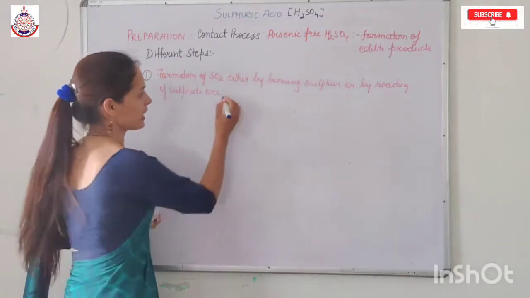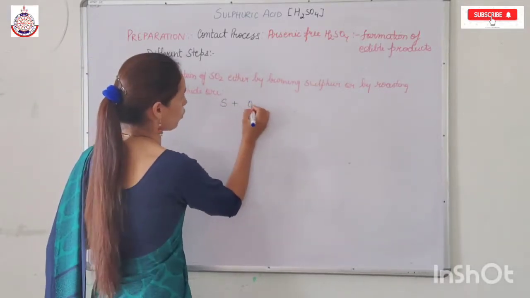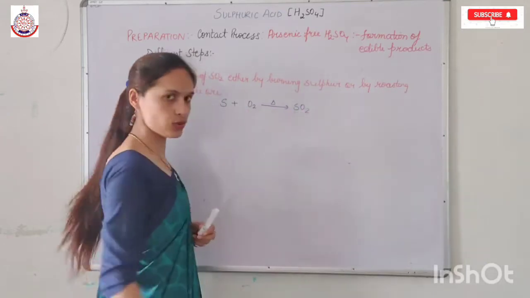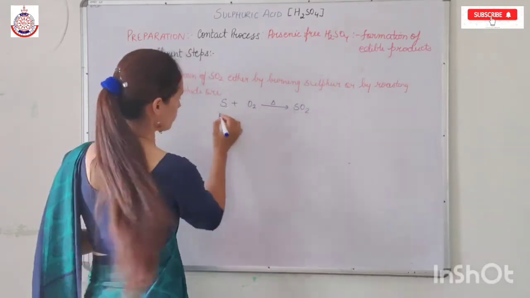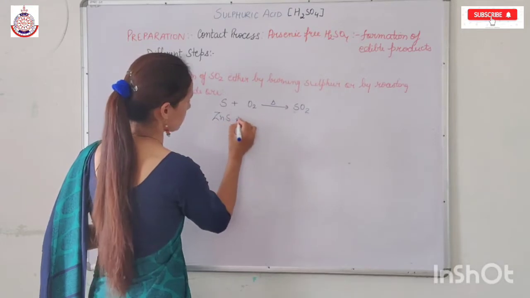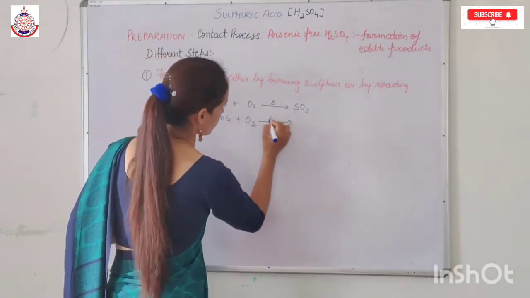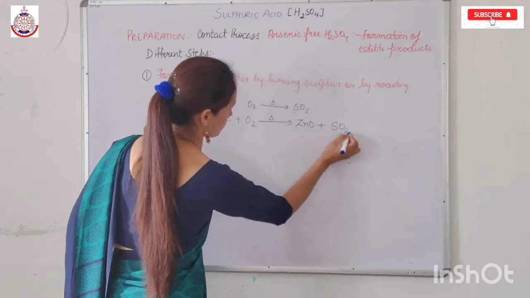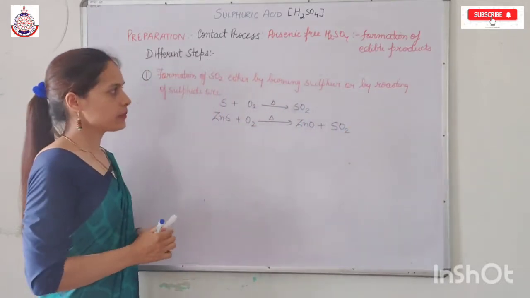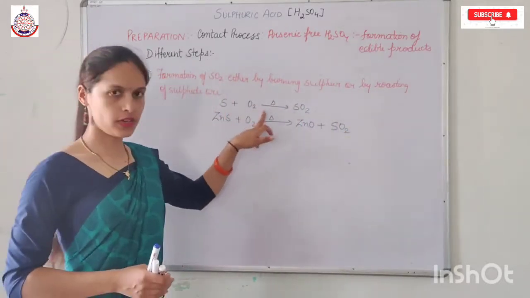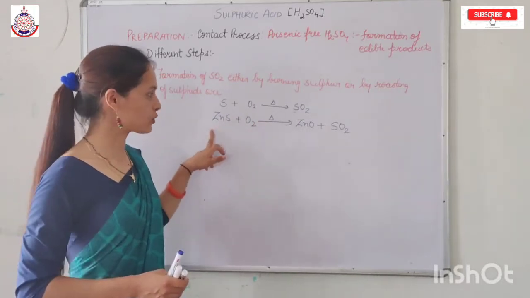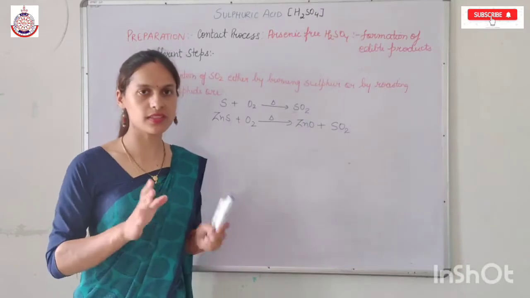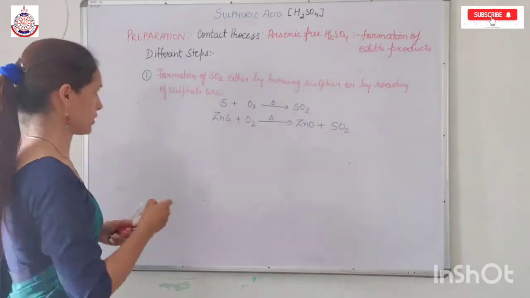If I write the reaction, S plus O2 on heating gives SO2, or ZnS plus O2 on heating gives ZnO plus SO2. So, either by burning sulfur or by roasting of the sulfide ore, we get sulfur dioxide. This is our first step of the contact process.